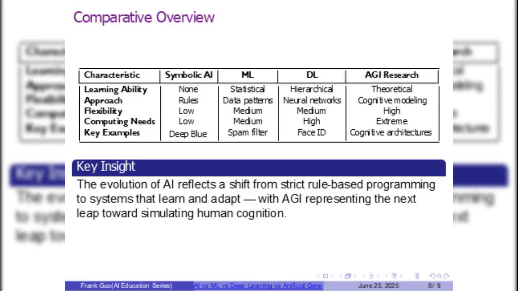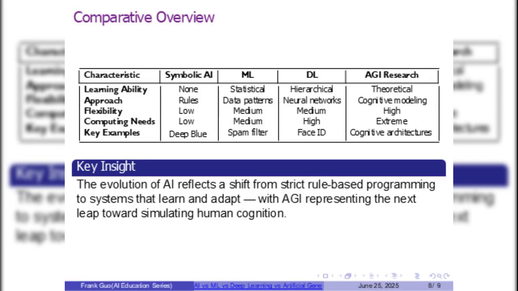Deep learning goes a step further. It uses neural networks with many layers to automatically learn features from complex data, like images, voice, or video. It requires more computing power but is excellent for perception-based tasks like Face ID. AGI research is focused on building machines that can generalize across tasks, just like a human would. It's still theoretical, and it demands extreme computing resources and new models of cognition.